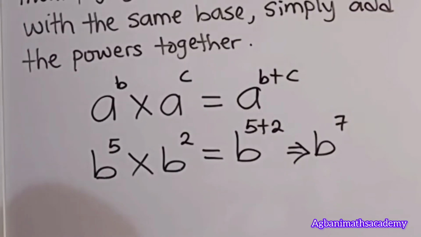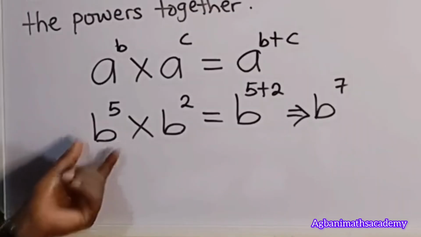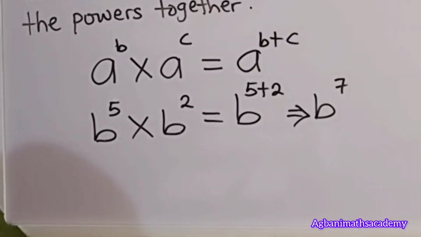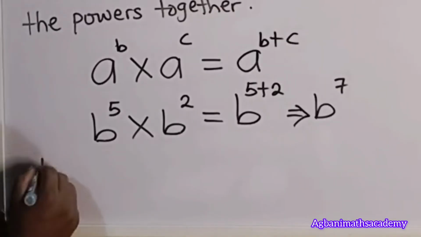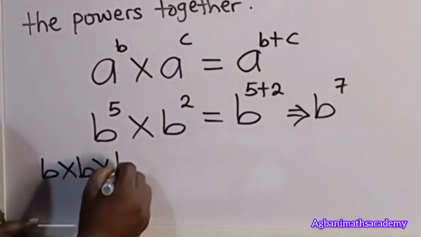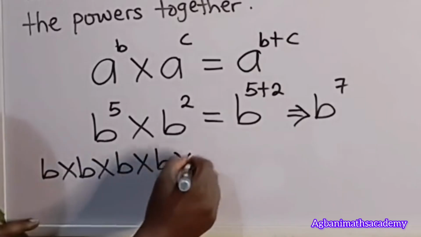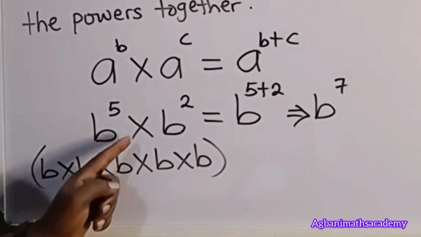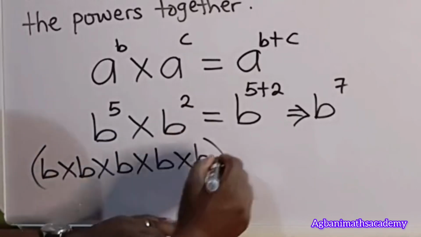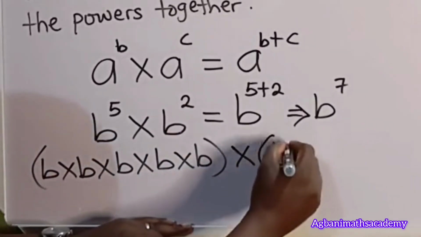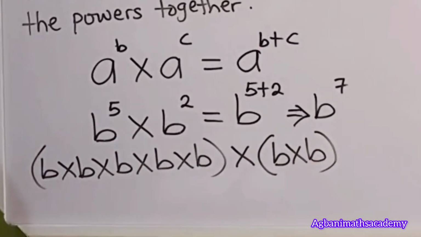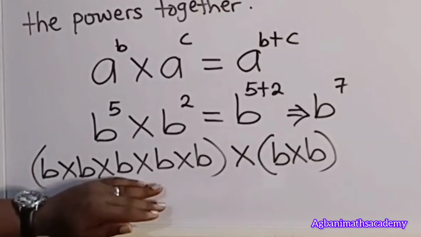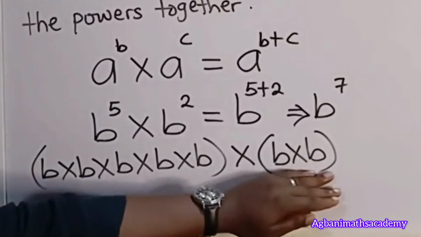So let's confirm the validity of this law. Let's look at b to the power of 5. B to the power of 5 means b is multiplying itself 5 times. So b times b times b times b times b. This is b to the power of 5. And it is multiplying b to the power of 2.